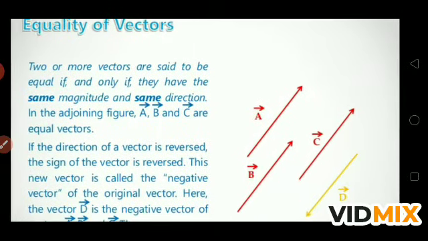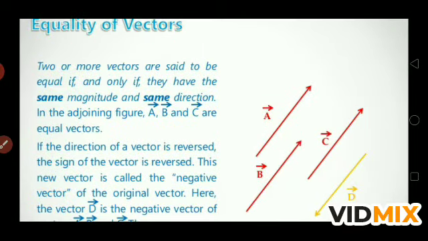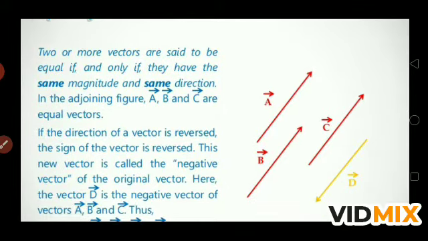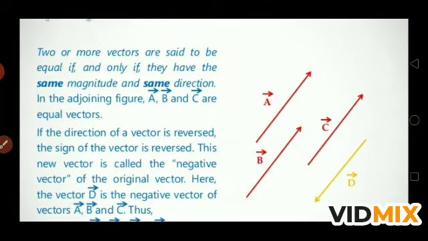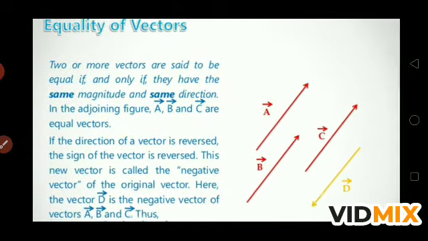Next is equality of vector. In this figure, if you see the three red arrows are in the same direction and of the same length, so they are called equal vectors, and the arrow D, which is opposite to C, A and B, is a negative vector, or we can say it is a non-parallel vector, or we can say it is an unequal vector to the given vectors.